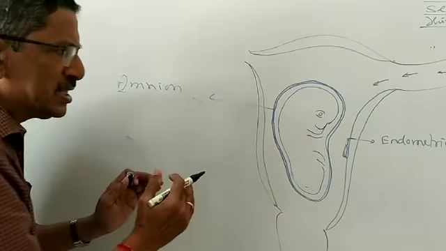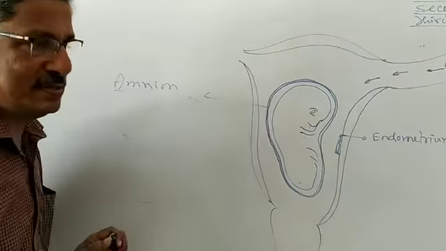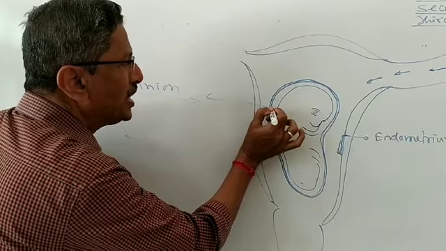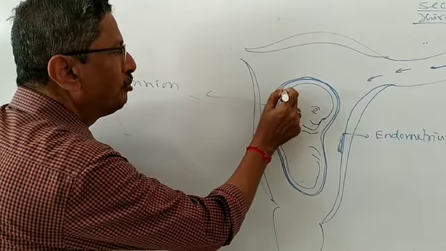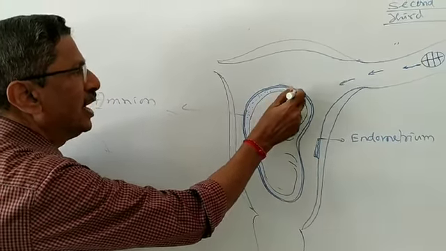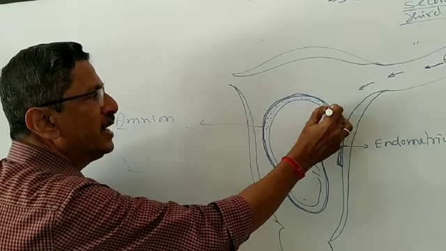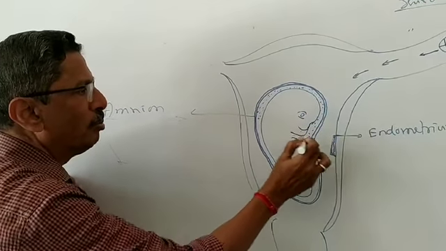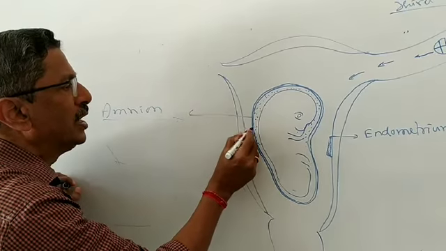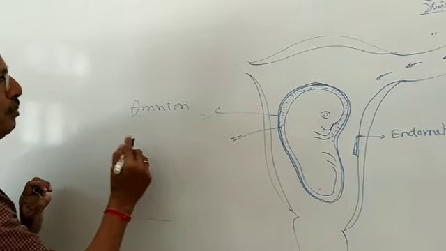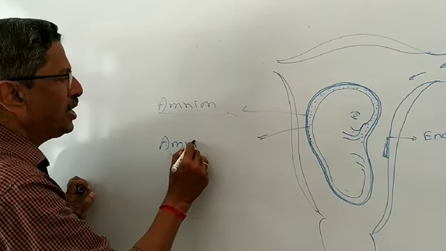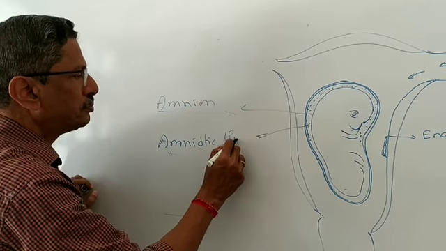Now this membrane is giving complete protection to the fetus. Not only that, this membrane is producing a fluid. The fluid is covering this fetus. Actually, the growing fetus is present in a liquid. The entire body of the fetus is covered by a liquid. The liquid produced by the amnion is called amniotic fluid.